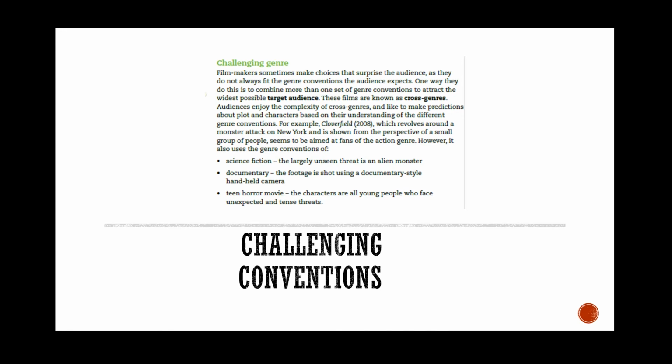Audiences enjoy the complexity of cross-genres and like to make predictions about plot and characters based on their understanding of the different conventions. For example, Cloverfield, which revolves around a monster attack on New York and is shown from the perspective of a small group of people, seems to be aimed at fans of the action genre. However, it also uses the genre conventions of science fiction: the largely unseen threat is an alien monster. Documentary: the footage is shot using a documentary style or handheld camera. And teen horror movie: the characters are all young who face unexpected intense threats.